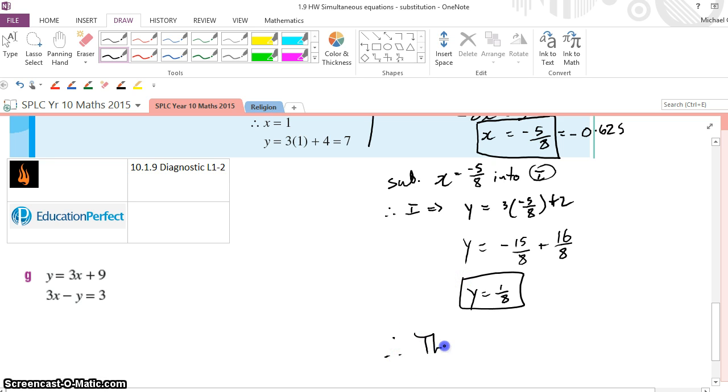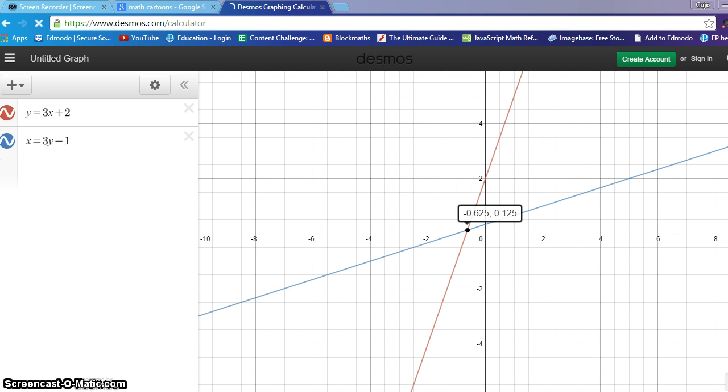Therefore, the point of intersection, or the simultaneous solution, is negative 5/8, 1/8. Reminder, check back at Desmos, negative 5/8, positive 1/8. We got what we wanted. Time for you to try some.